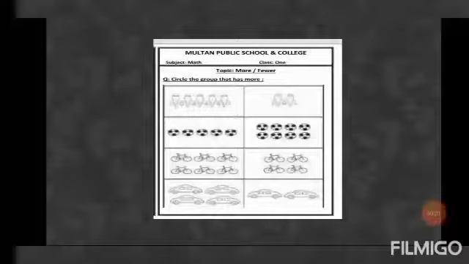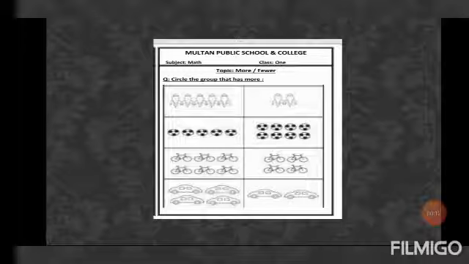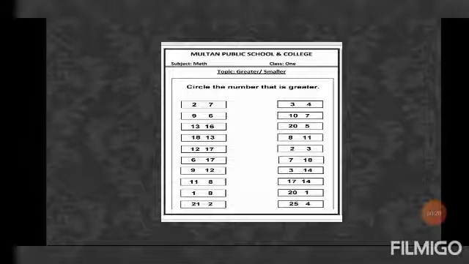So my dears, we are having a worksheet with the concept of more and fewer. And the question is circle the group that has more. So here are some objects. Look at carefully and circle the group that is having more objects. And here is another worksheet with the concept of greater and smaller. And question is, circle the number that is greater. So we have to circle the number that is greater.